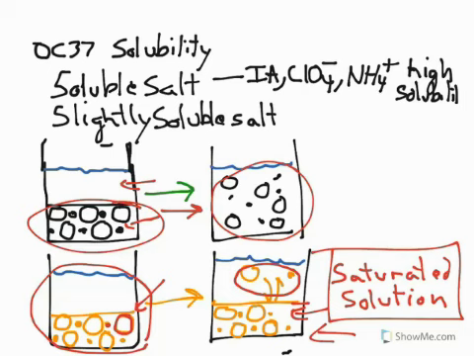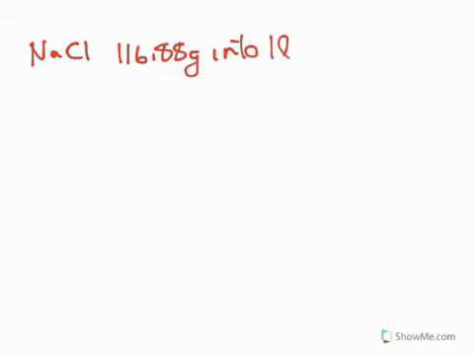Okay, so now I'm going to do two different problems here, one with the soluble salt and one with the slightly soluble salt. So a soluble salt, I'll do it first. So let's take sodium chloride. That's a soluble salt, almost 100% soluble. And I'll throw 116.88 grams into 1 liter of solution. And I want to calculate the molarity of the solution.